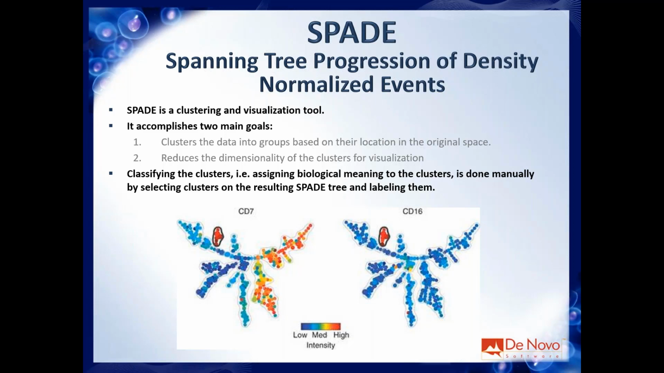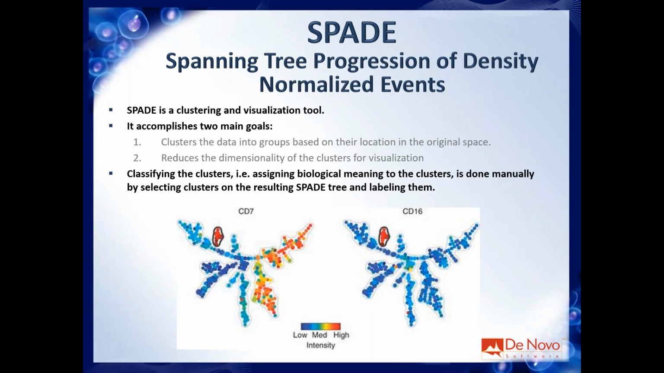So to overcome this limitation, SPADE, and this is why it's considered a visualization tool, reduces the dimensionality of the clusters for visualization. So after the clustering, it reduces the dimensionality of those clusters and plots them into a single 2D plot. And the result is this. It's called a SPADE tree. So each cluster is represented as a node. And you see that nodes are grouped into branches, okay? And all the clusters are plotted in this single 2D plot.